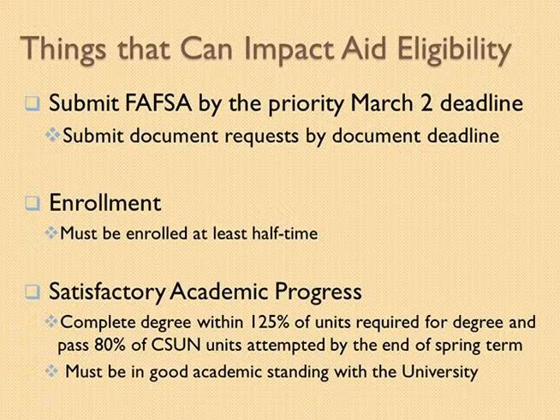Let's talk about things that can impact your aid eligibility. Of course, if you don't apply for aid, you can't receive aid. So the most important thing is to submit your FAFSA and to get it in by the March 2nd deadline, and to submit any document requests by the document deadline. And again, typically it's early May, May 1st for the upcoming academic year. Enrollment is another major thing that can impact aid eligibility. So again, as a graduate student, for loans, you want to be sure to be enrolled at least half-time.